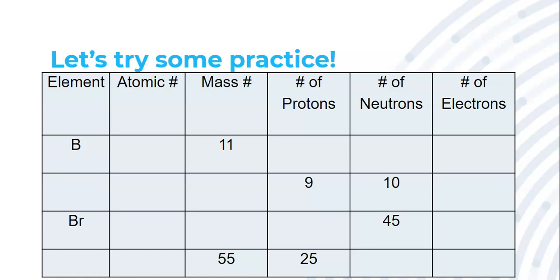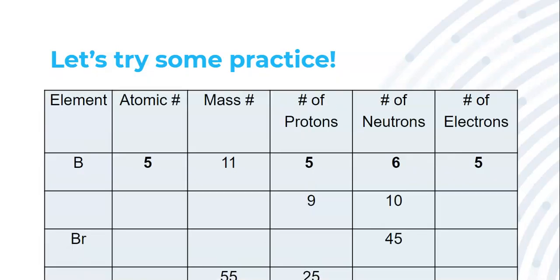Okay, so boron. When we look at it on the periodic table, we see that it has an atomic number of 5, which also means, since this is neutral, that's the number of protons and electrons. Then, to get the neutrons, I know the mass number is the sum of the protons plus the neutrons, so that means that 11 minus 5 is 6, so there are 6 neutrons.